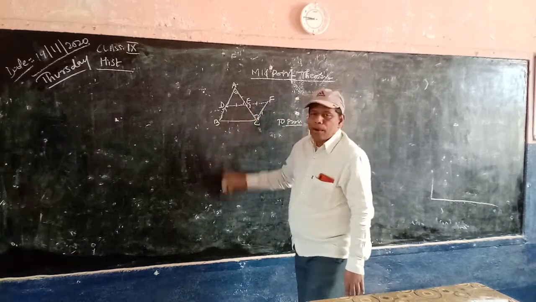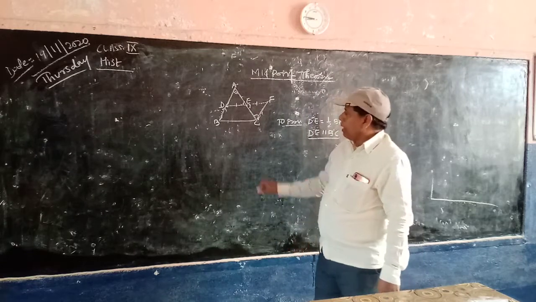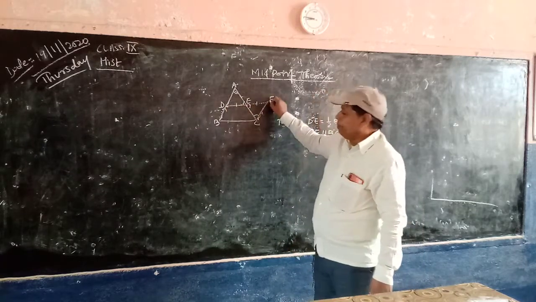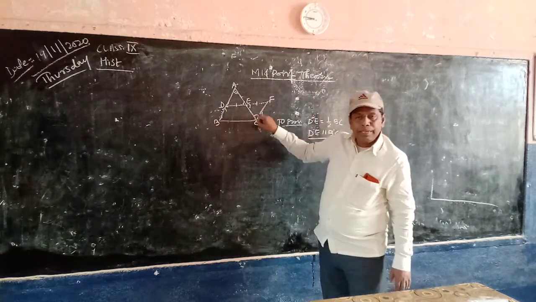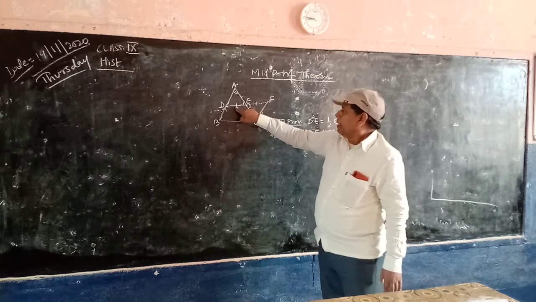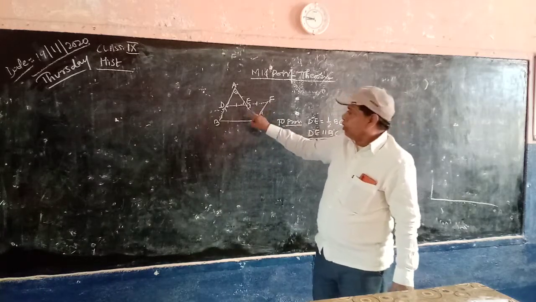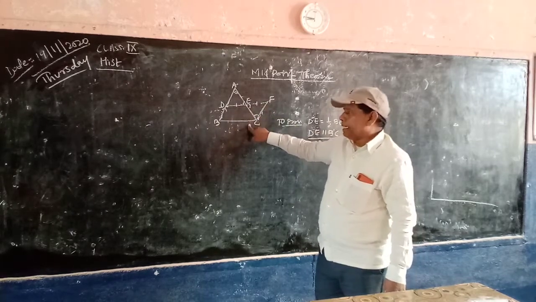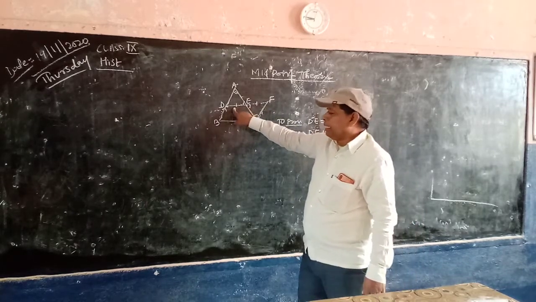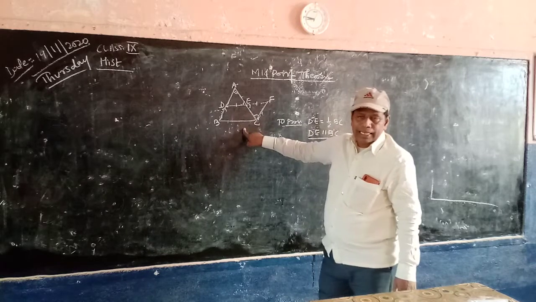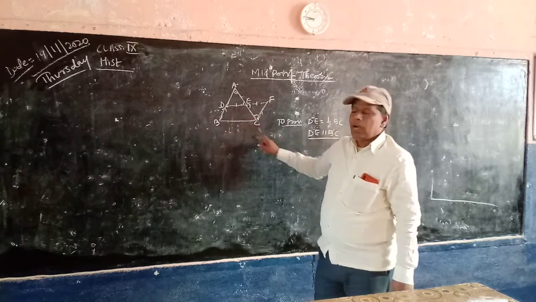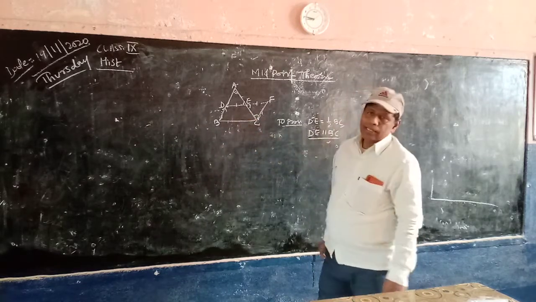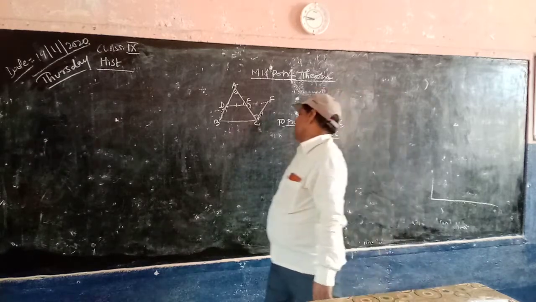In a parallelogram, opposite sides are parallel and equal. So DF equal to BC, and DF equal to DE plus EF equal to BC. Here twice DE equal to BC, then DE equal to half BC. Understood?